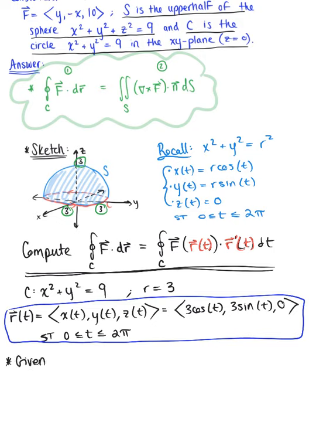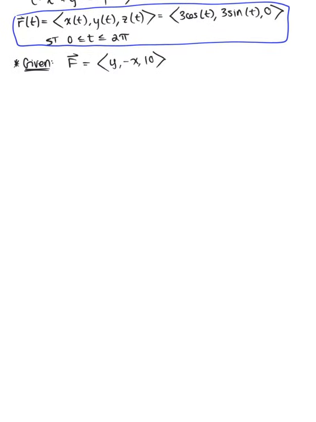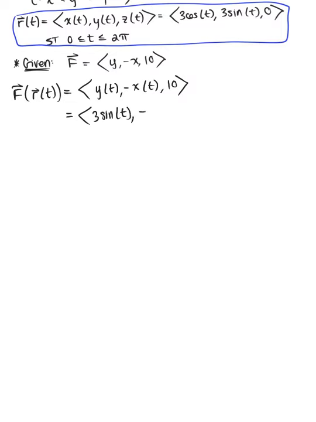Let's note that we are given a vector field. Capital F is defined as y minus x 10. So we're now going to go ahead and parameterize this in terms of those components we just defined. So we can say that the parameterized vector field, capital vector F, of vector r of t is going to be equal to y of t minus x of t 10. And plugging these new components in, this will be 3 sine of t minus 3 cosine of t 10.